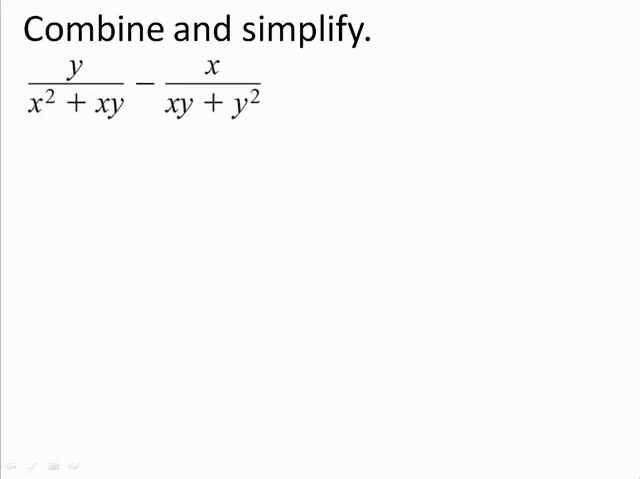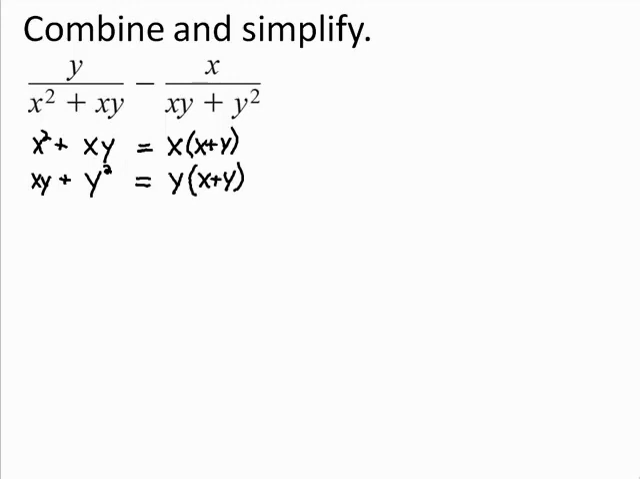Combine and simplify: y divided by the quantity x squared plus x times y, minus x divided by the quantity x times y plus y squared. Find the least common denominator. The least common denominator is the least common multiple of the two denominators. The two denominators are x squared plus x times y and x times y plus y squared. X squared plus x times y can be factored into x times the quantity x plus y.